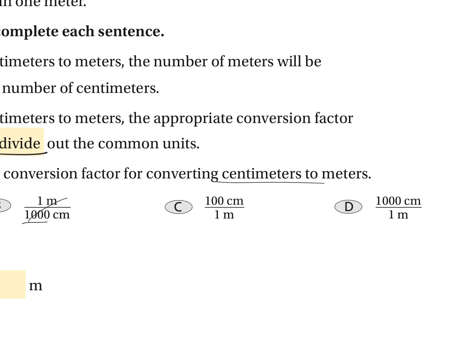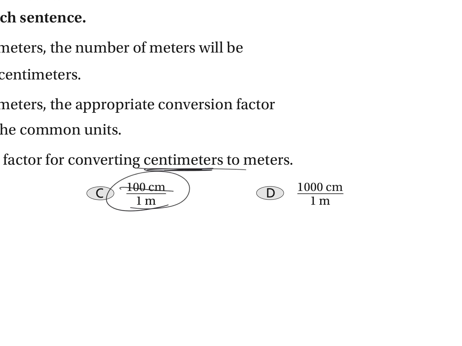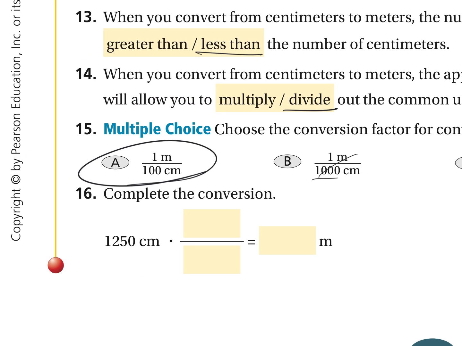And C would be wrong because we already have centimeters. If we multiply by this conversion factor, we're just going to end up multiplying the number of centimeters by centimeters again, and we're going to have more centimeters. But the goal is to cancel it out. Same thing with answer choice D. It's a combination of the other two. 1,000 centimeters is not the correct conversion factor, and we're trying to cancel out the centimeters. So the correct answer here would be A.